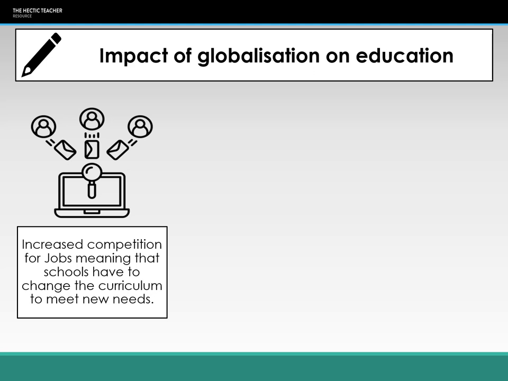And that has impacted schools because it means that schools have had to change curriculum. They've had to change the skills that they're trying to develop in their students in order to ensure that they can compete on an international level. For example, the development and the introduction of computer science into the curriculum. This is a newish subject. It wasn't one that I was taught when I was at school in the 90s.